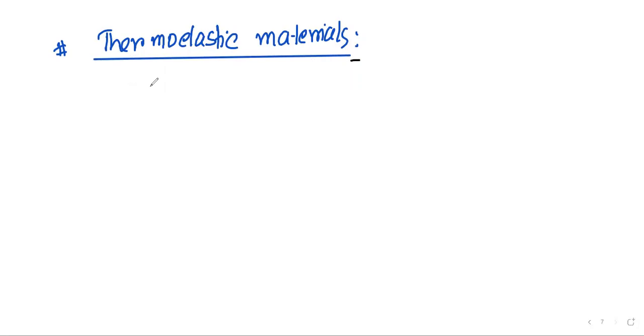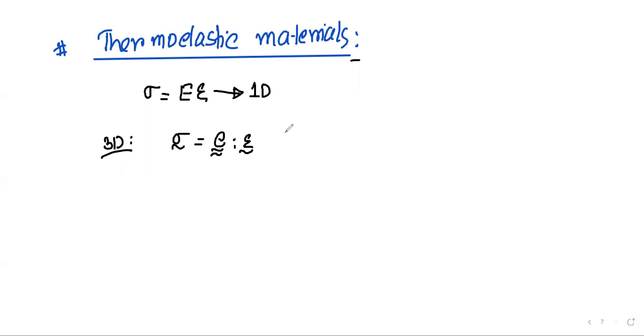For 1D, we know Hooke's law is stress equals a constant, which we call the modulus of elasticity, times strain. This equation is valid for one dimension. For three dimensions, stress is a tensor. We have another fourth order tensor, C, contracted with the strain tensor, epsilon. In index notation, it takes the form sigma ij equals C ijkl, a fourth order tensor, times epsilon kl.